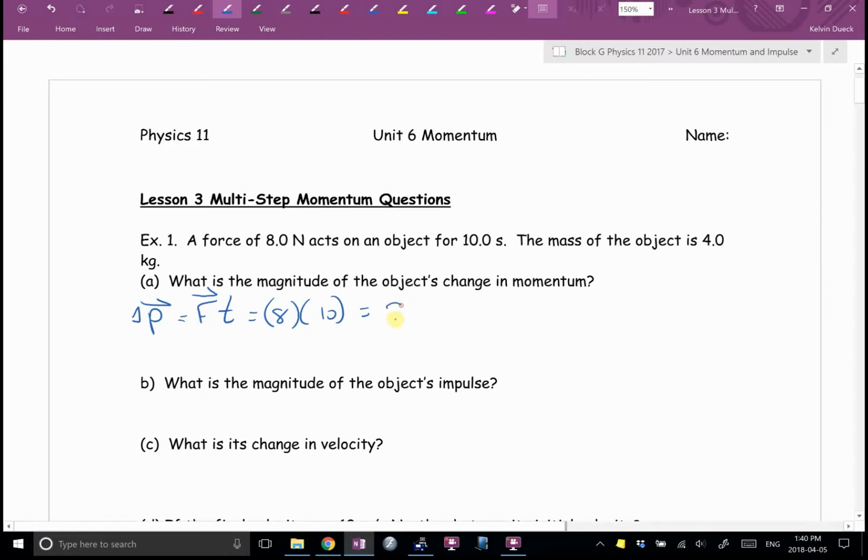Thank you. 80 what? Well, change in momentum is kilogram meters per second, because momentum is kilogram meters per second. But remember I said another way to measure momentum and change in momentum was newton seconds. Since you and I went force times time to find this, I'm going to write newton seconds. But if you wrote kilogram meters per second, Justin, I'm giving you full marks. But I try to use the context that I was given.